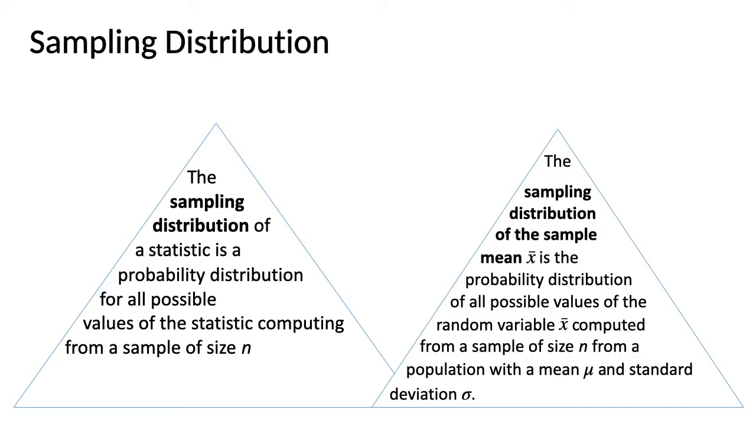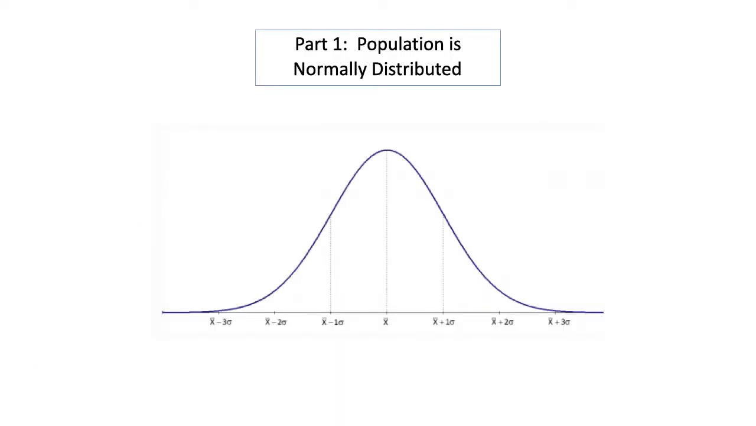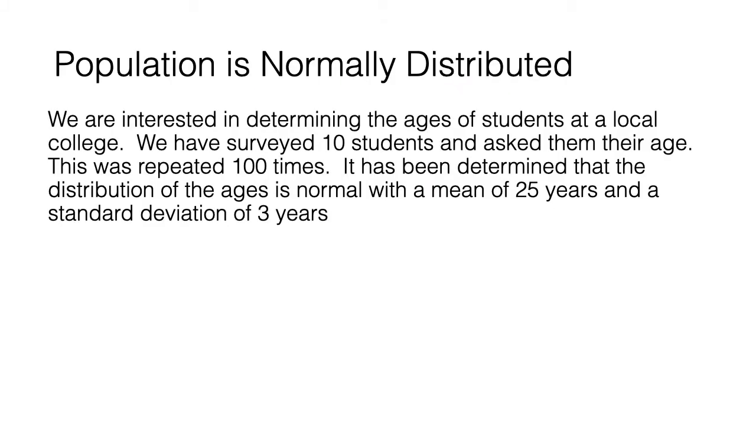So this concludes the introduction regarding sampling distributions for statistics. All right, so to get started with the sample mean, we're going to take a look at two parts. Part one, we're going to assume that the population is normally distributed. And then in part two, we will take a look at when the population is not normally distributed.